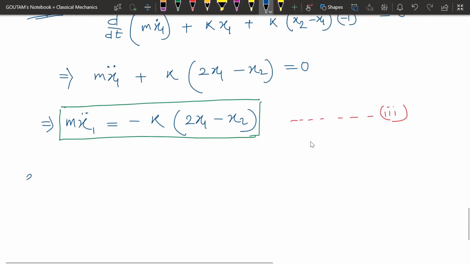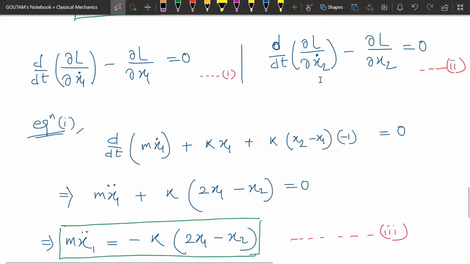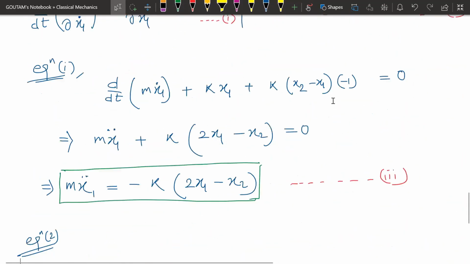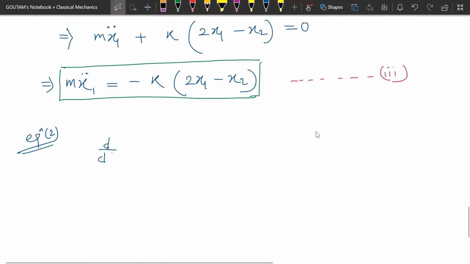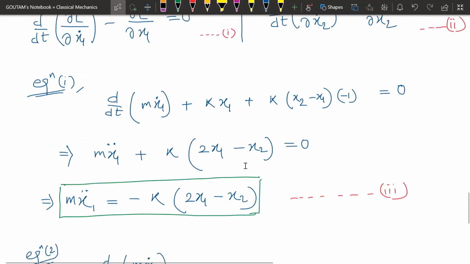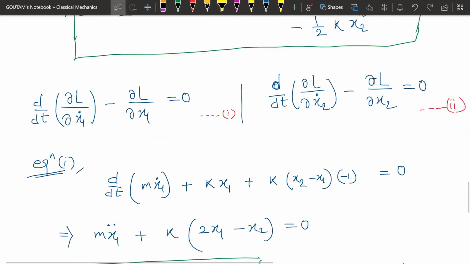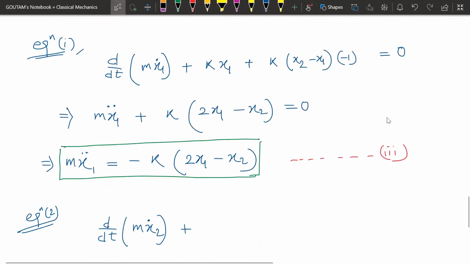And from equation 2, we will get d/dt of del L del x2 dot. So del L del x2 dot will be m x2 dot. So we will get d/dt of m x2 dot minus del L del x2. For this last term, there is already a minus sign here, so it will be k x2. This minus and minus will cancel. It will be plus k x2.